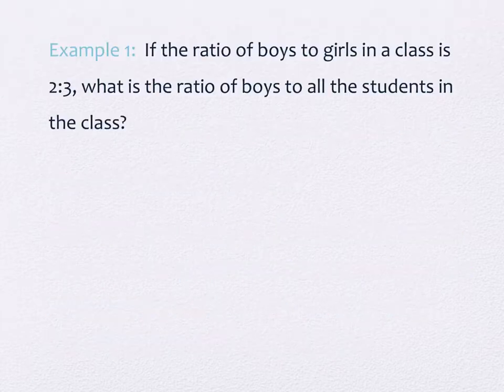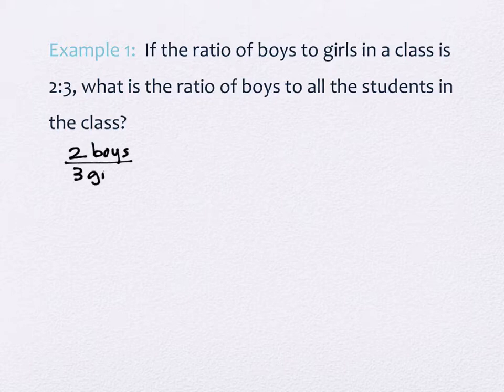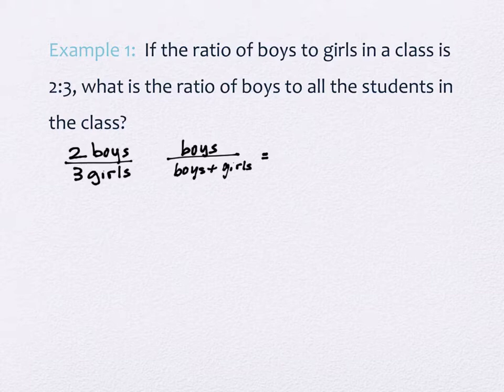So we're going to do an example of boys to girls in a classroom. This one says, if the ratio of boys to girls in a class is 2 to 3, what is the ratio of boys to all the students in the class? So if I have 2, I'm going to write it this way, 2 boys compared to every 3 girls, then what would I have if I compared boys to the total of boys plus girls? Two to what? Yeah, 2 to 5.